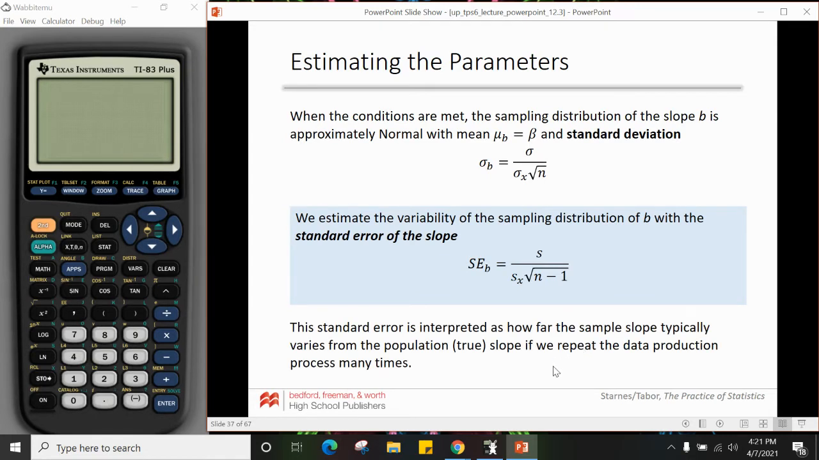And you interpret the standard error as how far the sample slope typically varies from the population slope if we repeated the data production process many times. So just how far we vary, which should make sense.